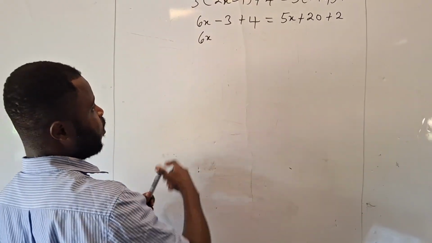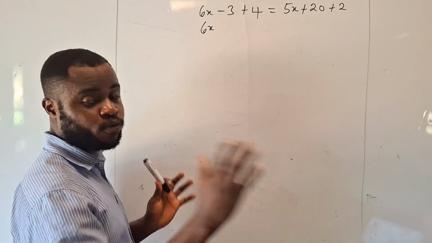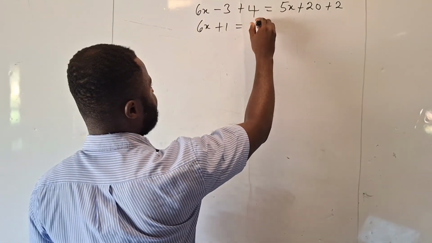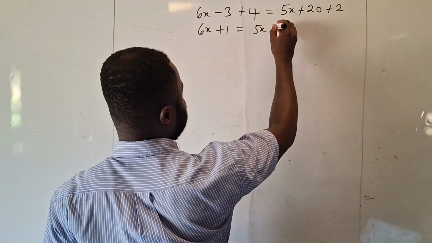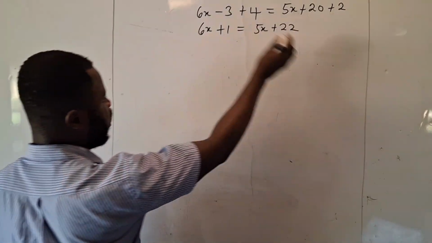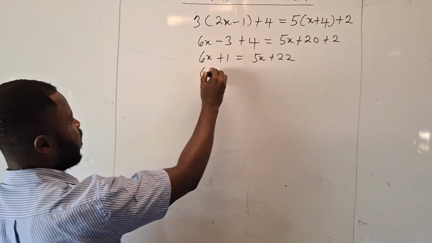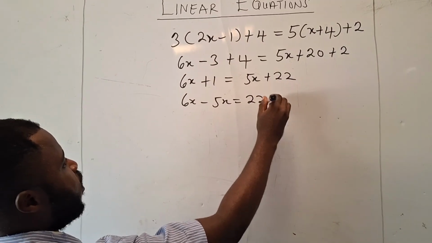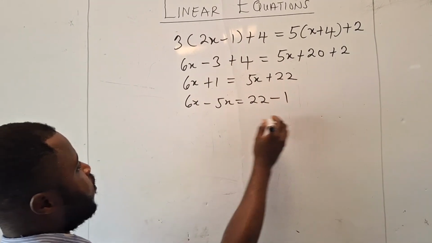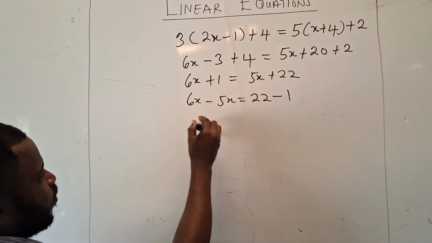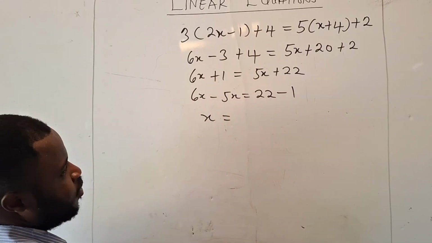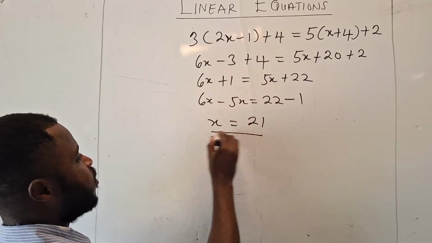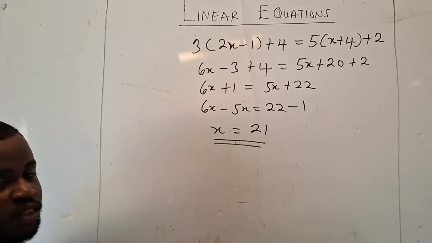Negative 3 plus 4: you are owing 3 and you paid 4, so it will be positive 1 here. Then we have 5x here. 20 plus 2 will give us 22. Then we can group our like terms. We have 6x minus 5x is equal to the 22 here. Then this one coming will be negative 1. Now 6x minus 5x will give us 1x or x. Then 22 minus 1 will give us 21. So this is how this long equation is simplified.